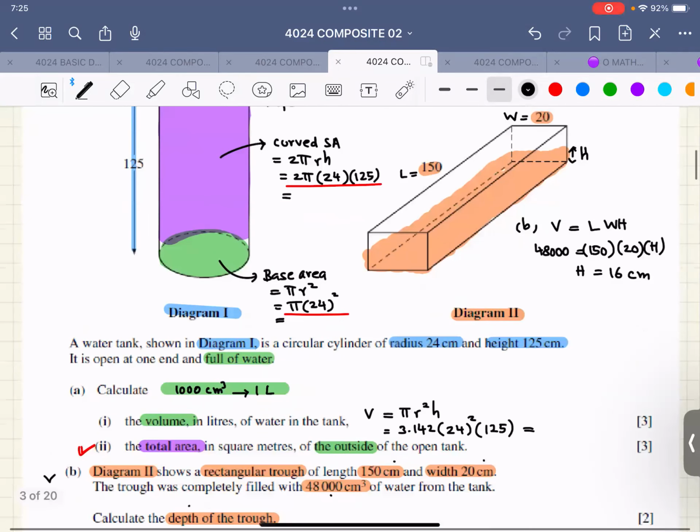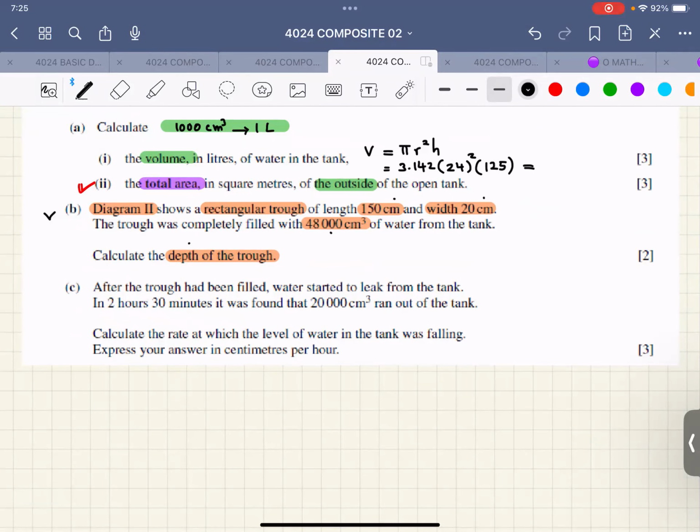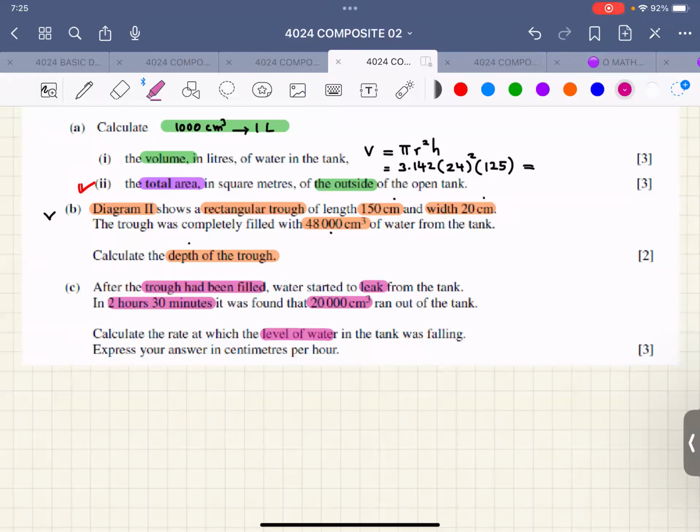Now the question further says, after the trough has been filled, water started to leak from the tank. Let me just highlight this. So after the trough has been filled, water started to leak from the tank. In 2 hours and 30 minutes, it was found that 20,000 centimeter cube ran out of the tank. Calculate the rate at which the level of water in the tank was falling. Express your answer in centimeters per hour.